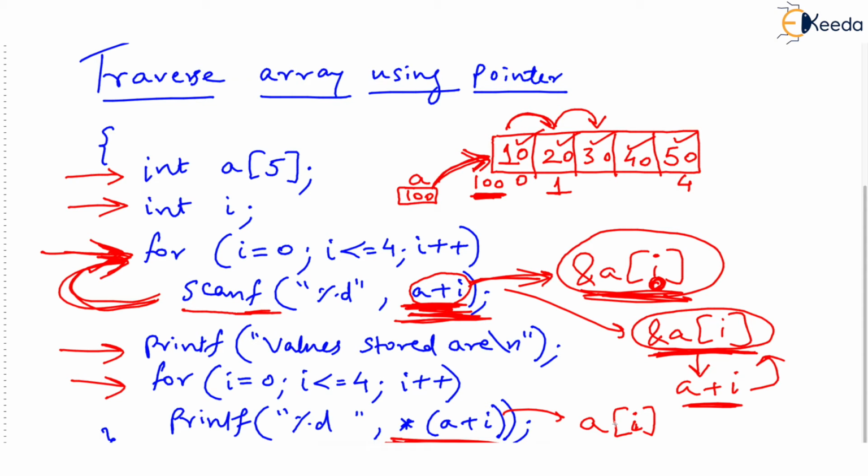It is the same as a[i]. Because a + i written in the bracket will give you the address of the ith element, and the asterisk before that will give you the value. So the output due to this for loop will be 10, 20, 30, 40, 50.